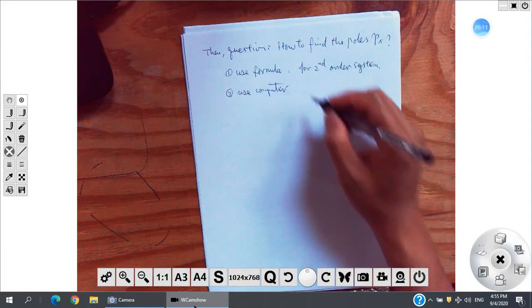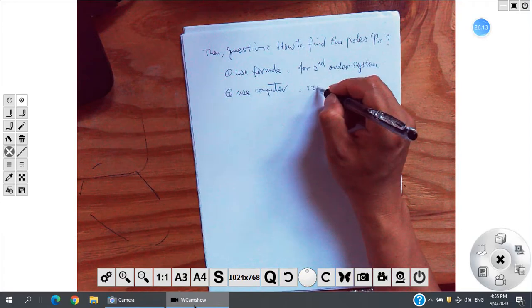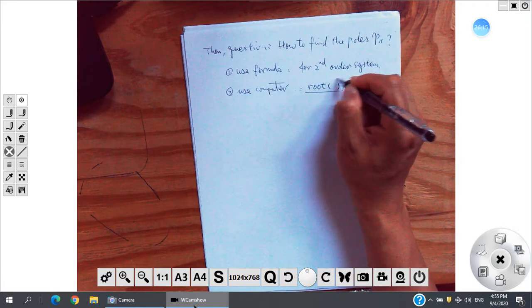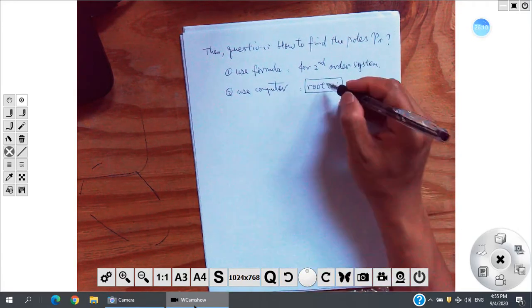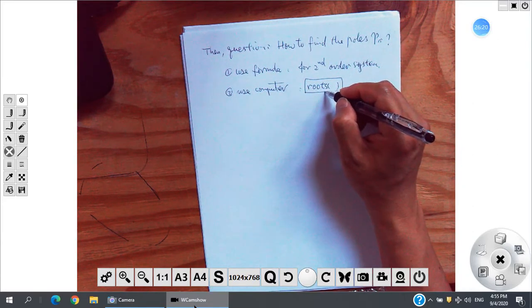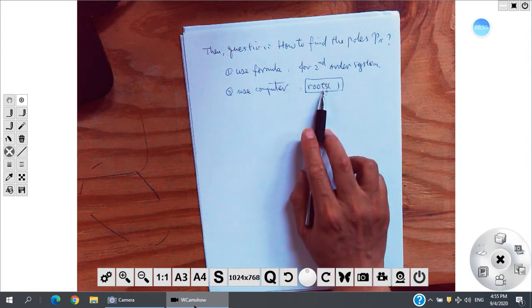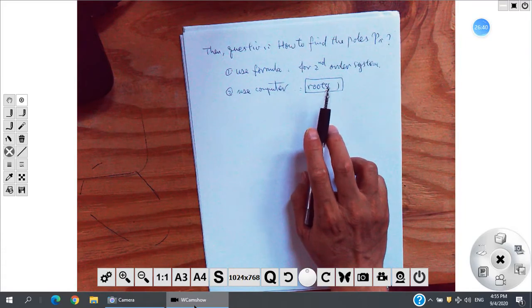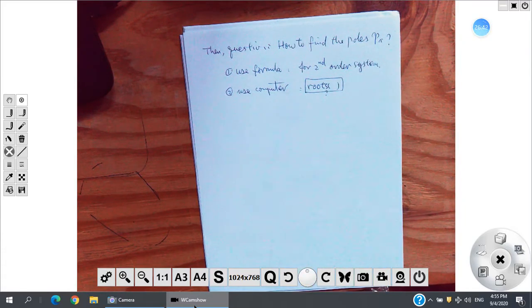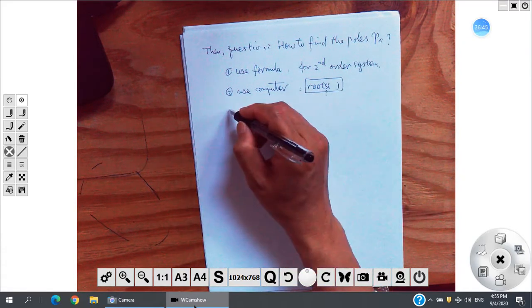In MATLAB, we have a function like this. We can use it to find the root or roots. You need to check your software. You go to MATLAB, you type root or roots of a polynomial, or you type help root or help roots. You can know how to use this function to find the poles of a transfer function, or find the roots of a polynomial. And okay, then we have another one, the third one.